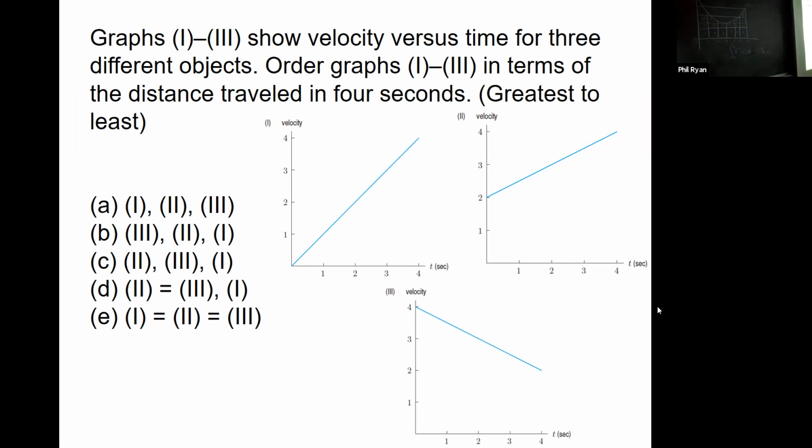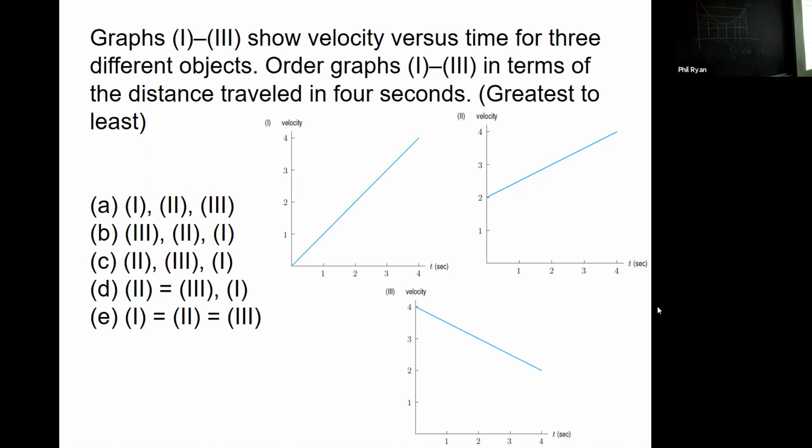So here are some velocity graphs. Okay, and so we know that if we've got velocity graphs, the area is going to give us distance traveled, and the slopes are going to give us acceleration. So what is the question asking? Order the graphs in terms of the distance traveled in 4 seconds, greatest to least.